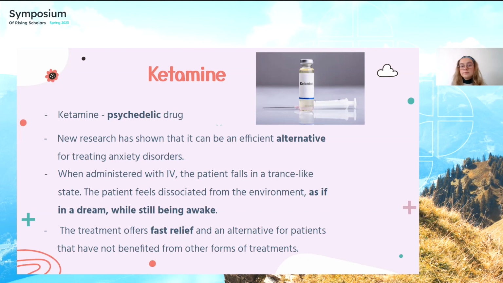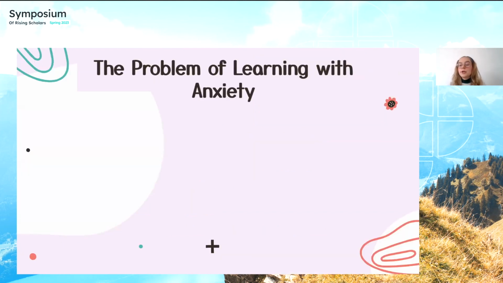So since learning plays a huge role in a person's and a child's development, I wanted to look more closely into how anxiety affects learning and therefore how it affects a person's development. So I found out that when talking about learning, you have to identify a certain way in which you have to measure this learning. So what I chose is school performance.